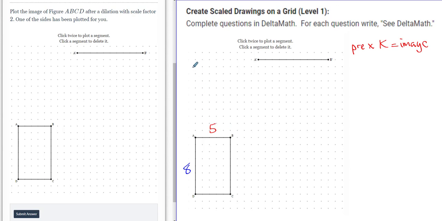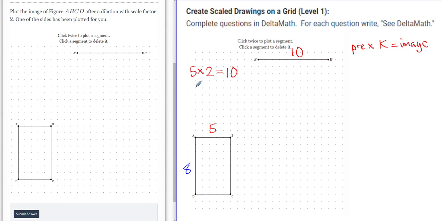So let's take the first length, which is 5. We're going to multiply that by the scale factor. They said the scale factor is 2. So 5 times 2 is equal to 10. If we counted this one here, 1, 2, 3, 4, 5, 6, 7, 8, 9, 10. Obviously that's 10. So we'd have another 10 down here, but let's not worry about that right now.